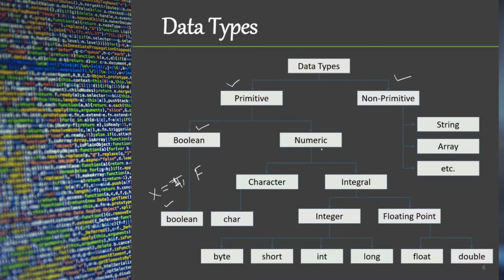Now we come to numeric. Again, there are two categories. Inside numeric, we have character. Some of you may disagree at this point, but it is correct. Don't worry about that, we'll come to understand. Then numeric has integral, and inside integral we have the integer data types and the floating data types. Inside integer, we have byte, short, int, and long. Inside floating point, we have float and double. Forget about the non-primitive data types because they are user-defined, so we are only in this area.